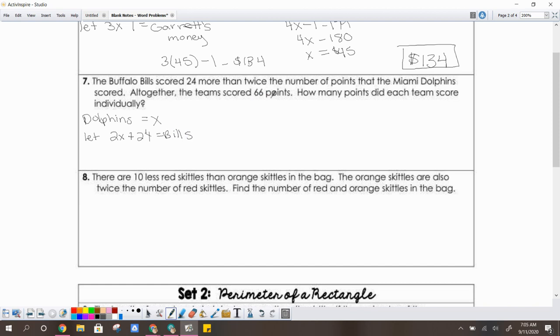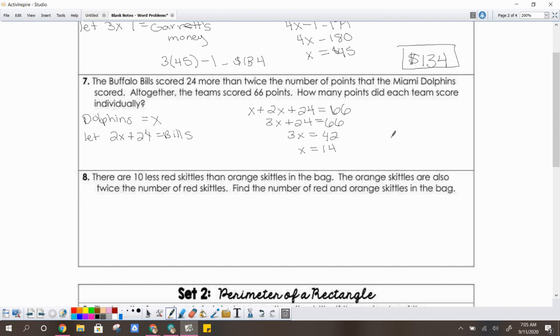And then altogether, they earned 66. So we're going to add these two together. So x plus 2x plus 24 equals 66. So combine like terms, 3x plus 24 equals 66. Subtract your 24 from both sides to get a 42. Divide by 3, and you get 14.